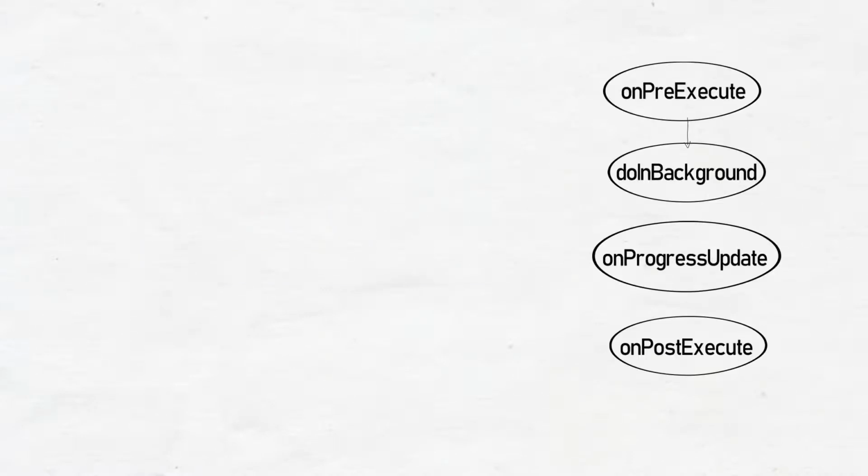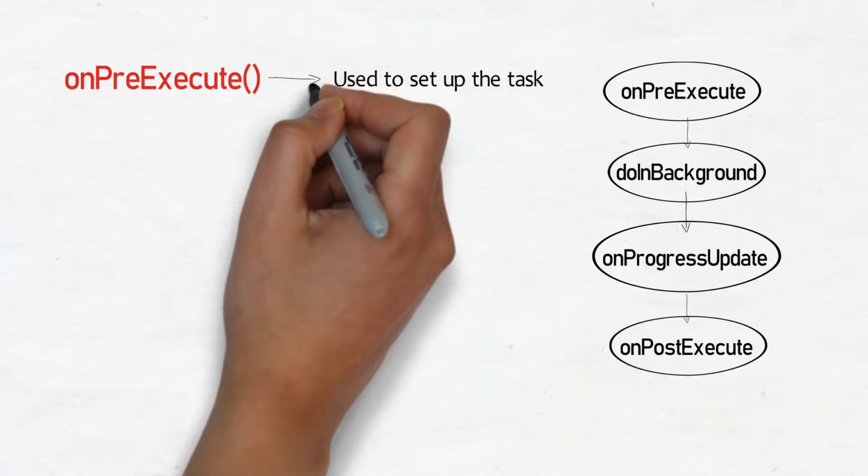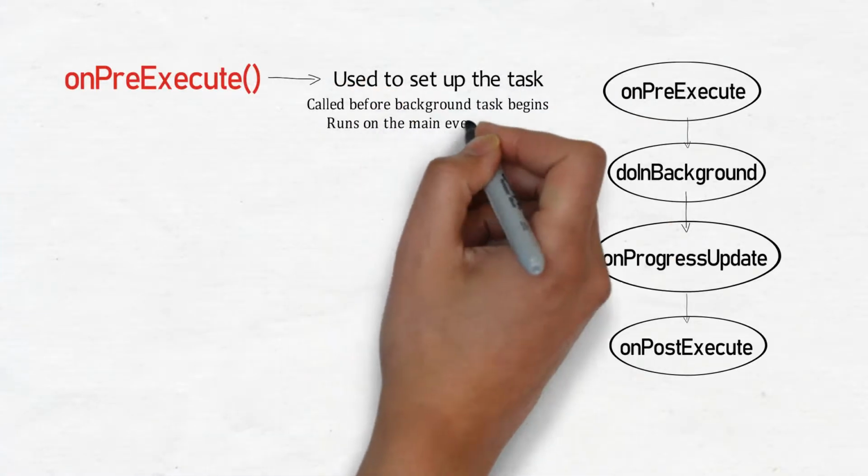First, onPreExecute is used to set up the task. It's called before the background task begins and runs on the main event thread.